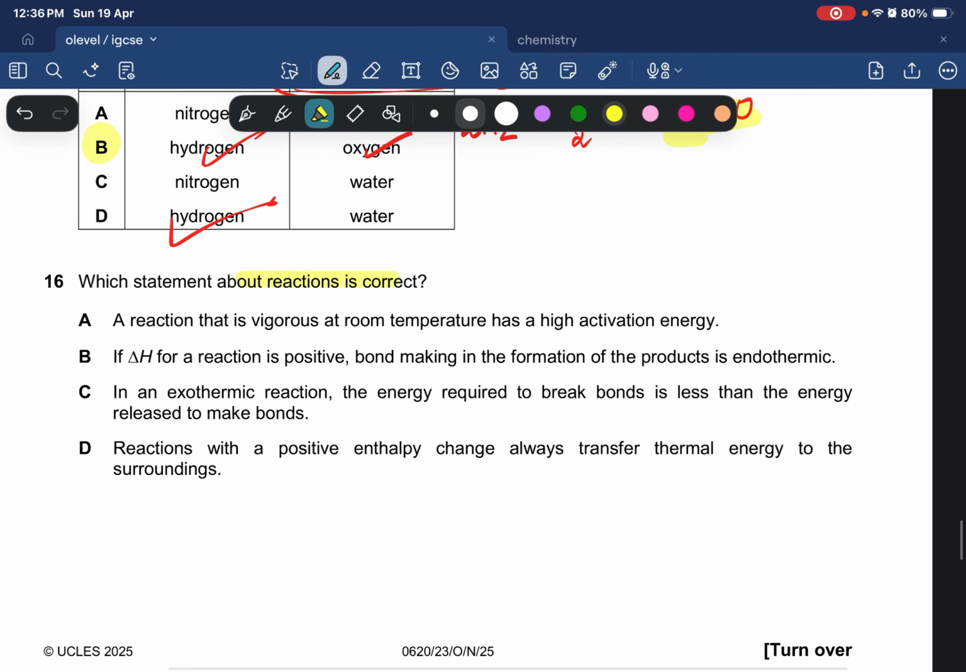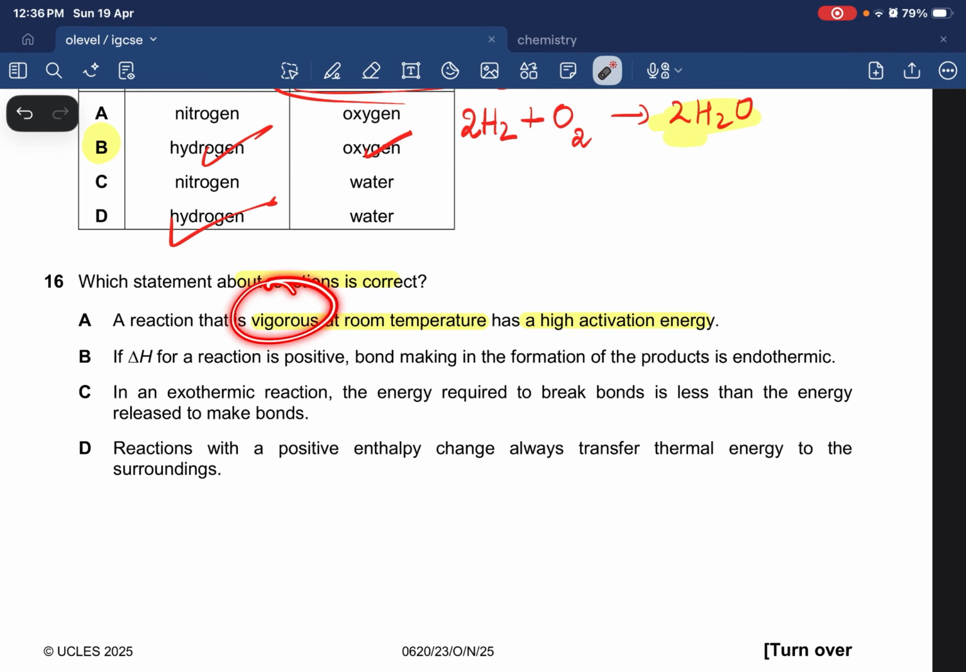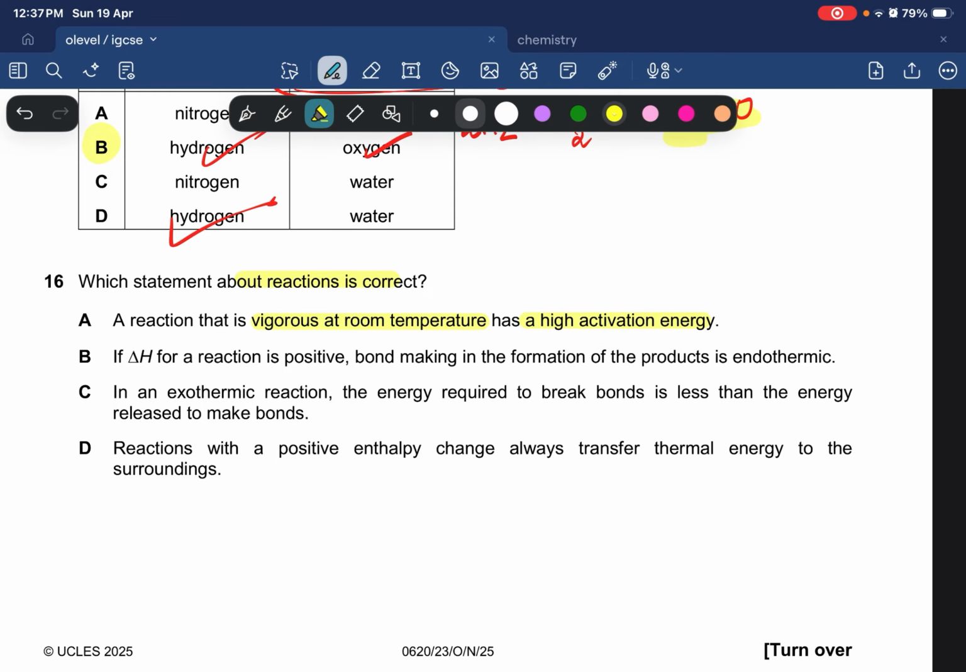Which statement about the reaction is correct? A reaction that is vigorous at room temperature has high activation energy. No, if it's vigorous at room temperature, then it has a low activation energy. It can happen at room temperature. Something that has high activation energy does not happen at room temperature because it needs a lot of temperature to cross that energy barrier. Okay, so cross.